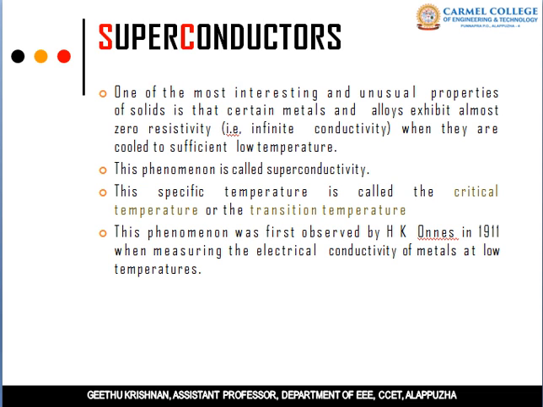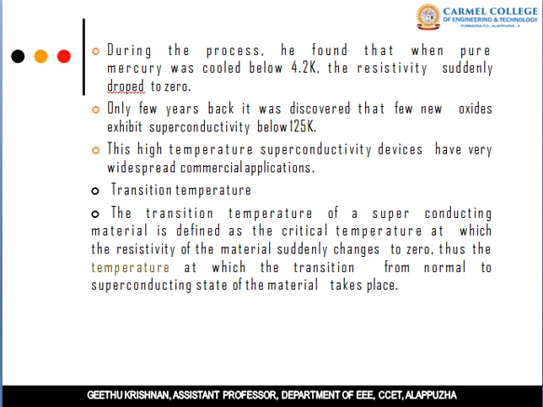This property was first observed by Onnes when measuring the electrical conductivity of metals at very low temperatures. While examining mercury, at a particular temperature of 4.2 Kelvin, its resistivity suddenly dropped to zero. The temperature at which this occurs is called the transition temperature. Onnes first observed this property in mercury at 4.2 Kelvin.